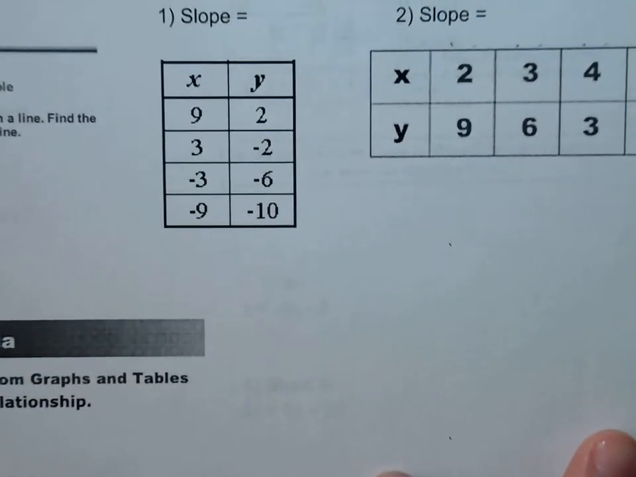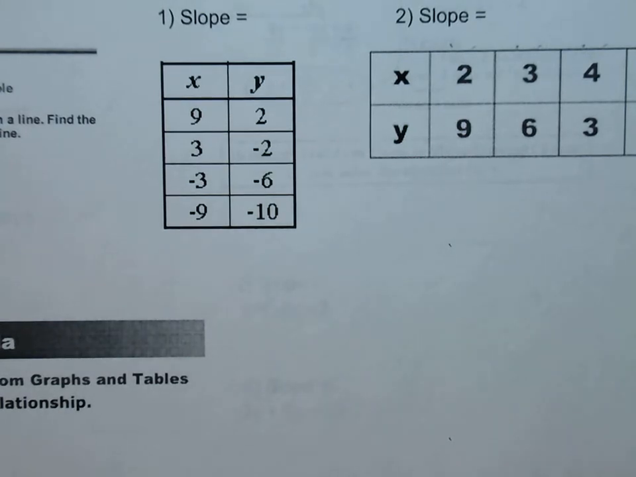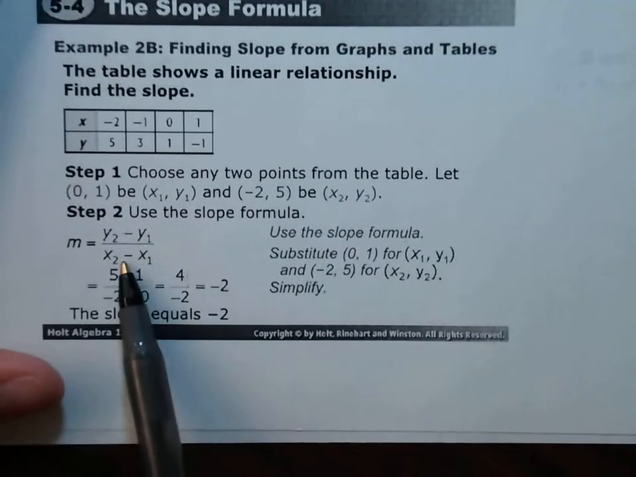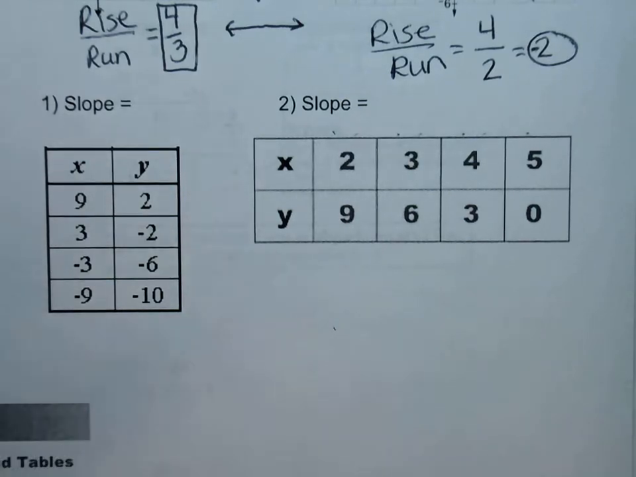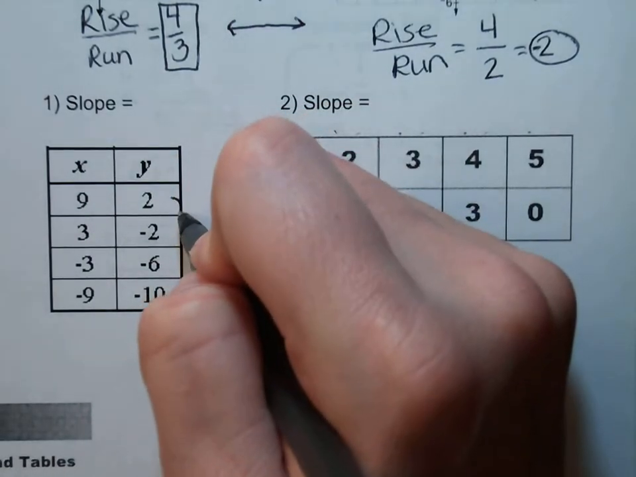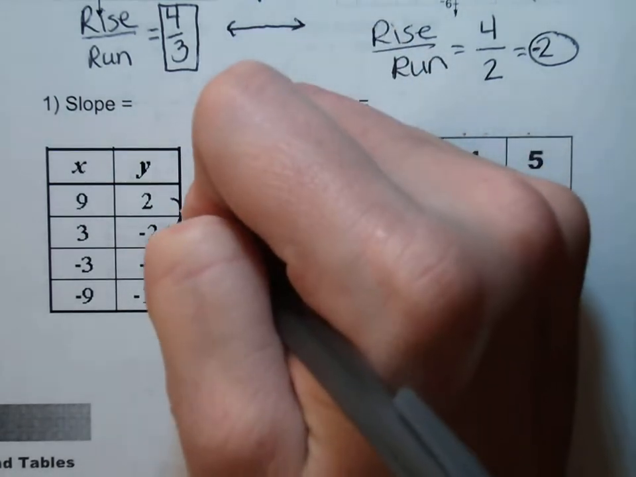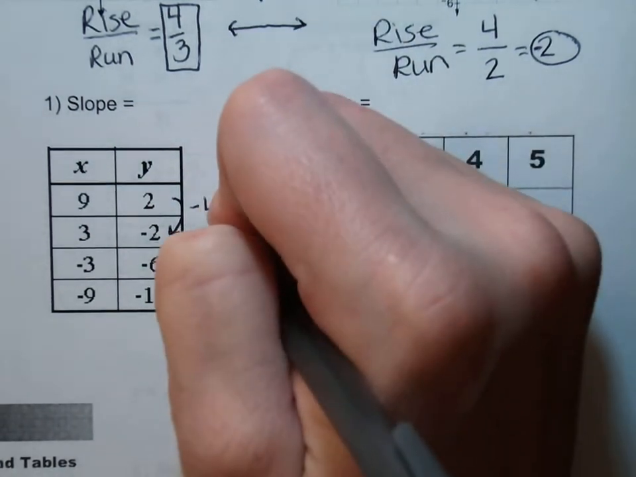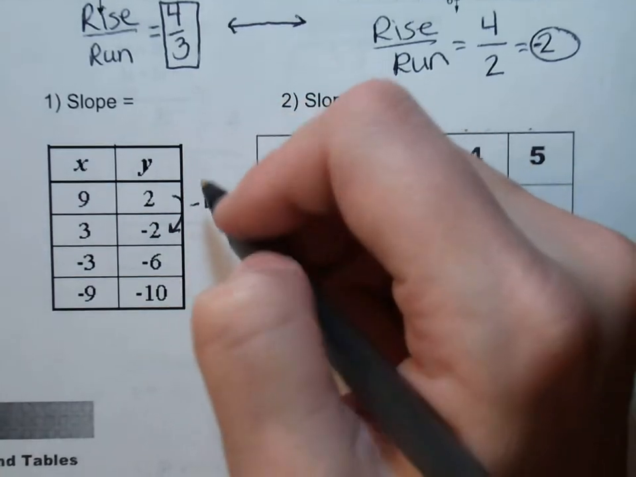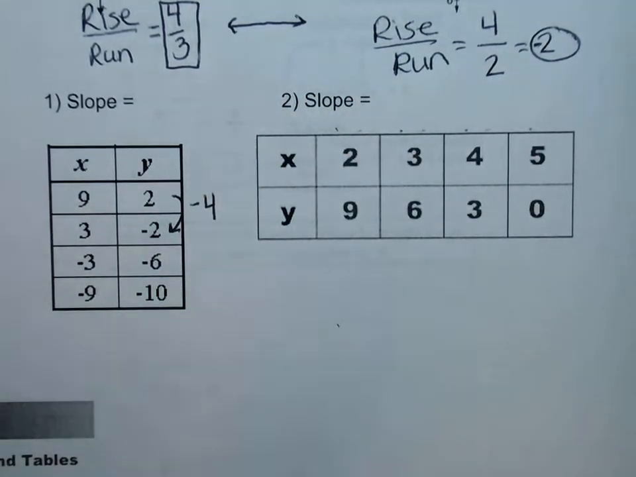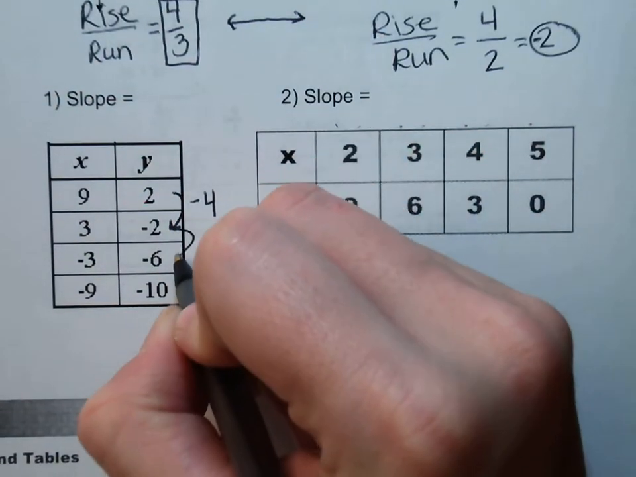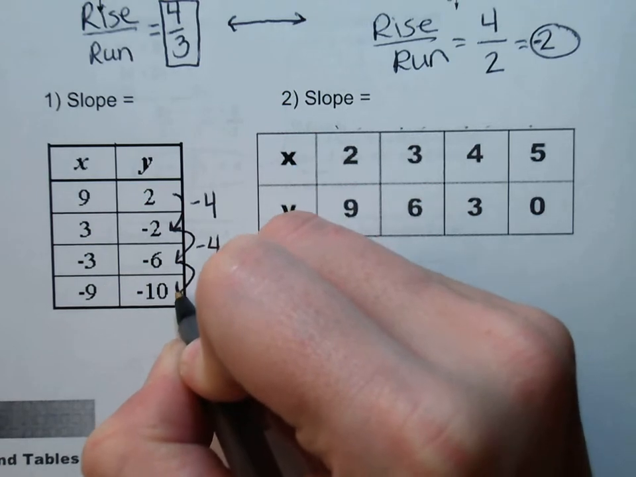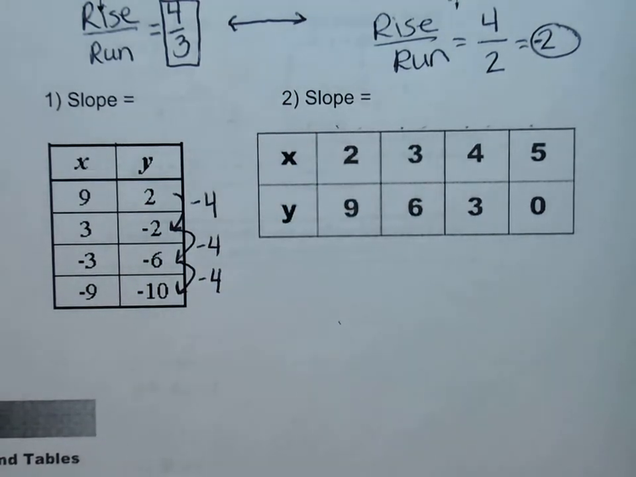Next, we have slope of tables. I showed you guys two different ways to do this. You can either use the formula y2 minus y1 over x2 minus x1, or you can find the rule on each side. I'm going to do one with the formula and one with the rule on the sides. So as I go from 2 to negative 2, that's subtracting 4. If you can't figure that out mentally, you can have 2, 1, 0, negative 1, negative 2. Negative 2 to negative 6 is subtracting 4. Negative 6 to negative 10 is subtracting 4.